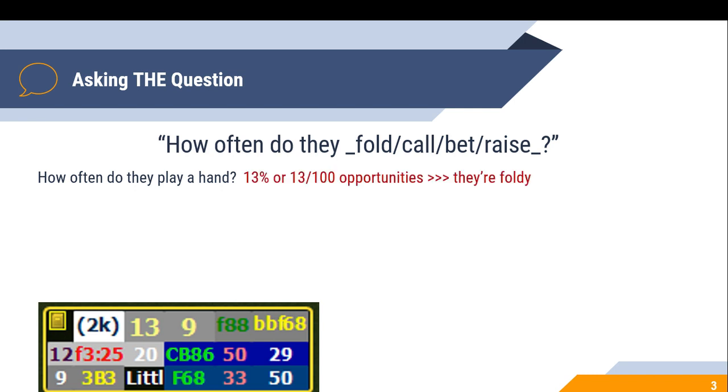Well, 13% of the time. You can see that VPIP right there at 13. That is the same as 13 out of 100 opportunities, which means overall they're folding. They're only playing 13%, which means they're folding 87% of the time.